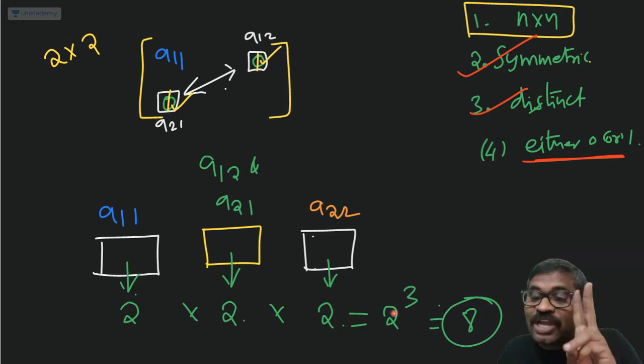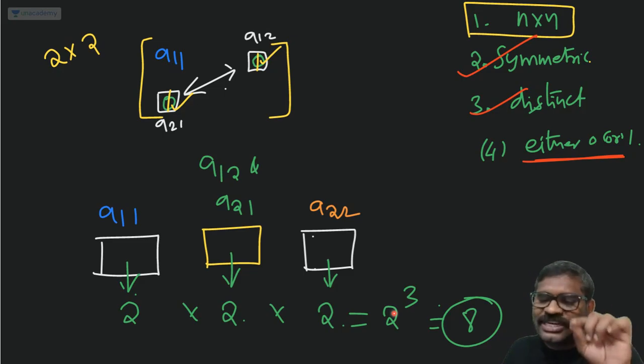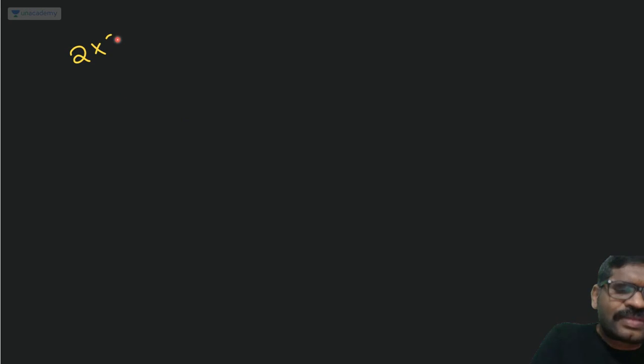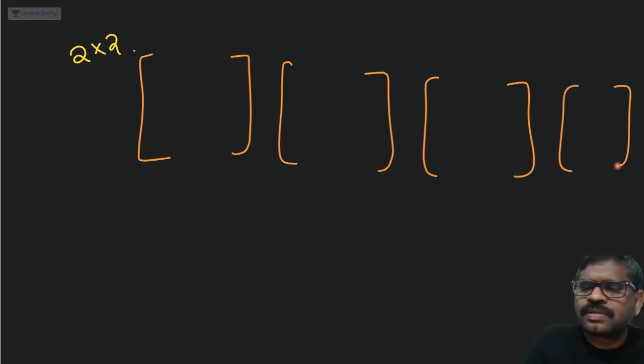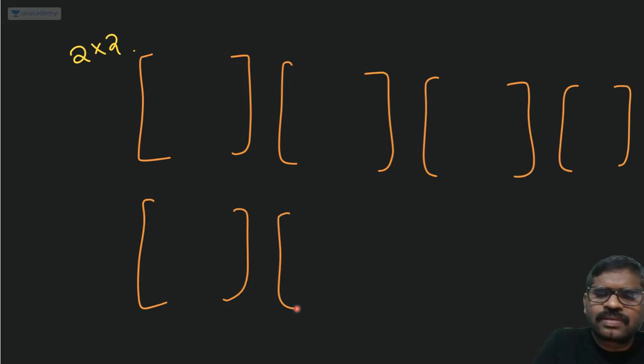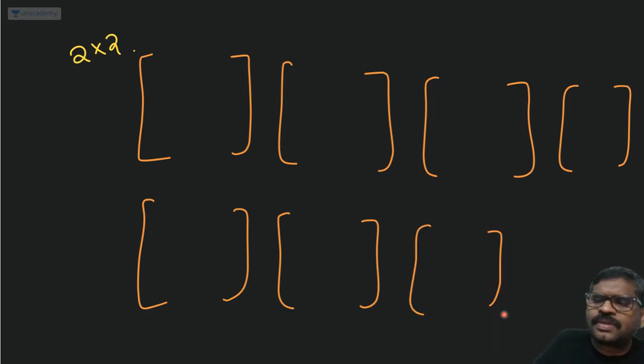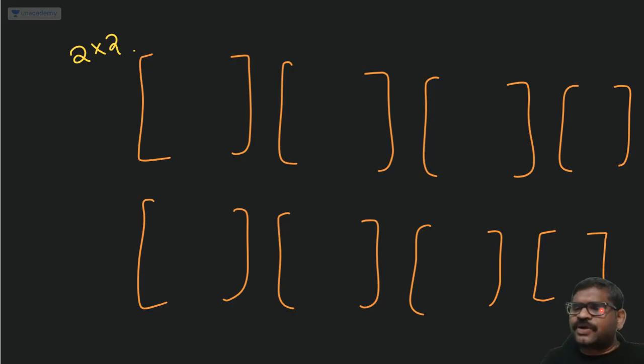When the matrix is 2 cross 2, I am explaining how distinct is fulfilled. Concentrate. Sir, how is it 8? Simple. Earlier I explained logically. Now I am explaining with entries. With entries, if I explain clearly, you will get the idea.